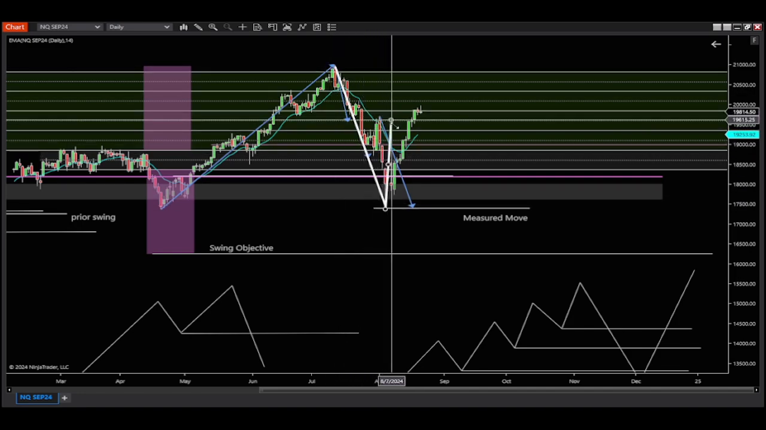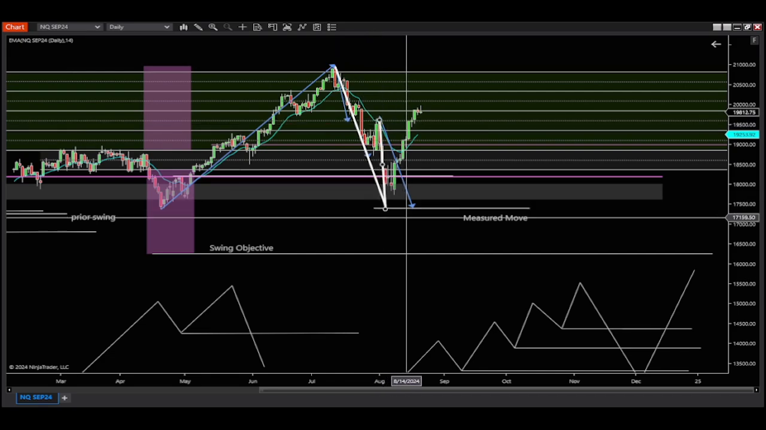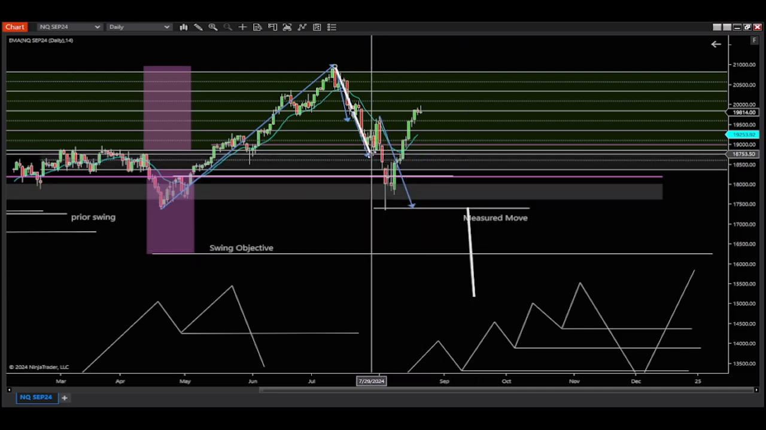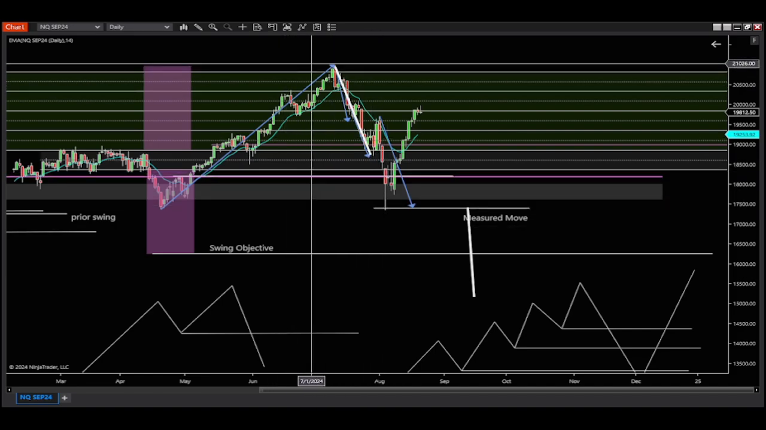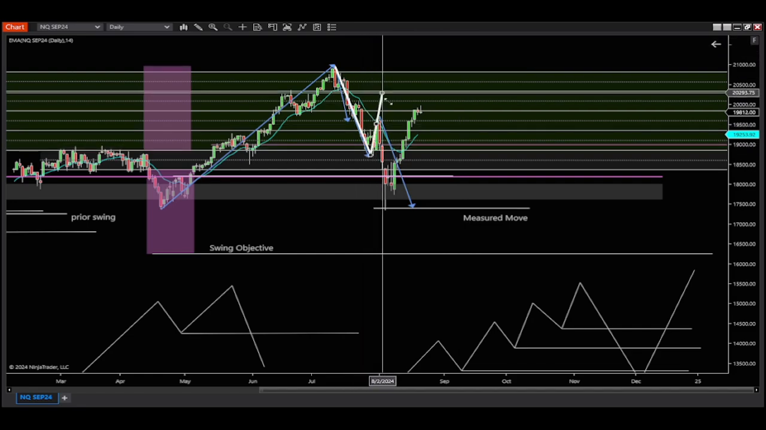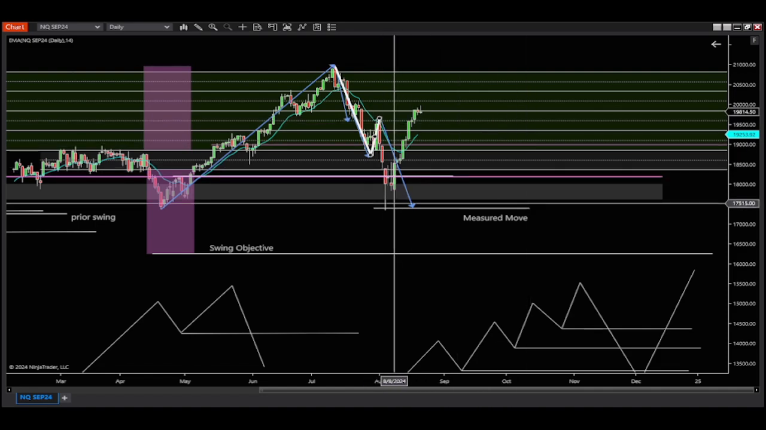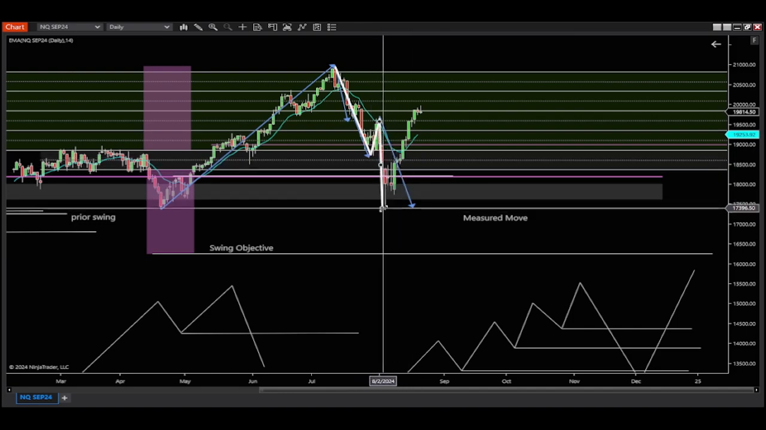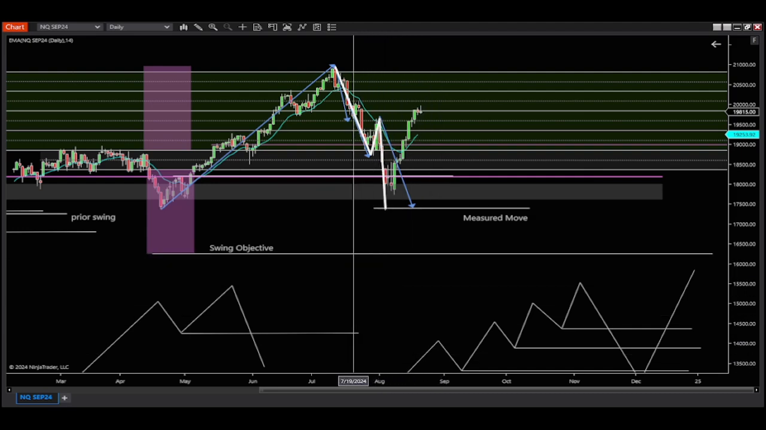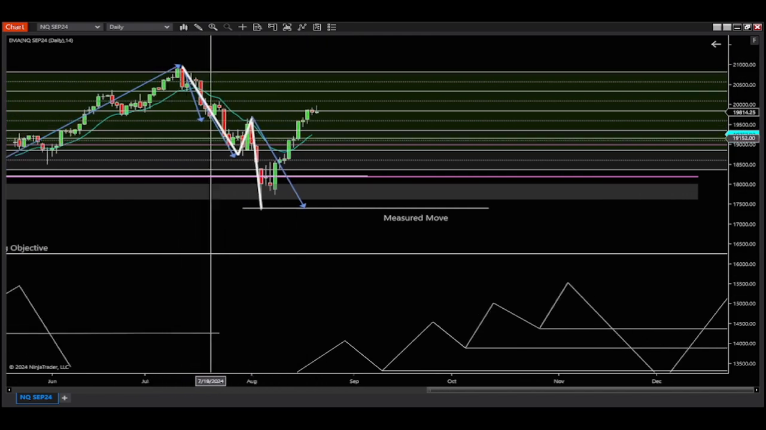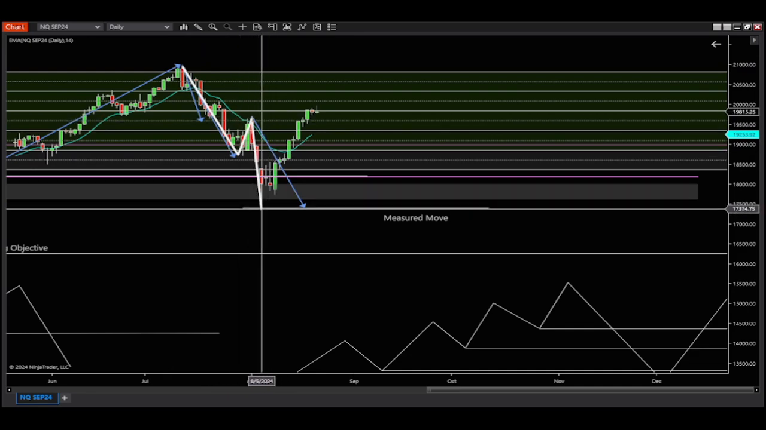From there, we pulled back. I'm sorry, let me adjust this properly. Strong move down from the high to here. Then we have our pullback to right here. Now we have our lower low. See the white lines? Strong move down, pullback, lower low.